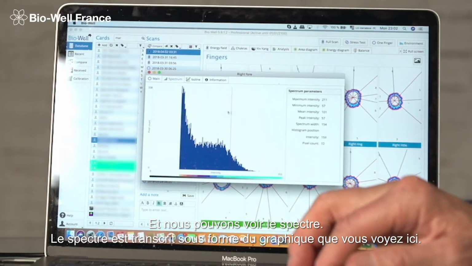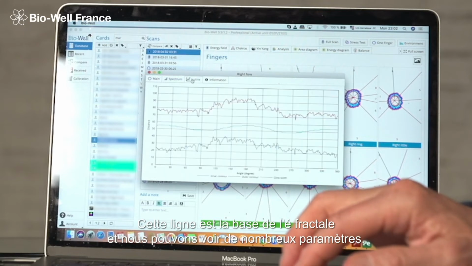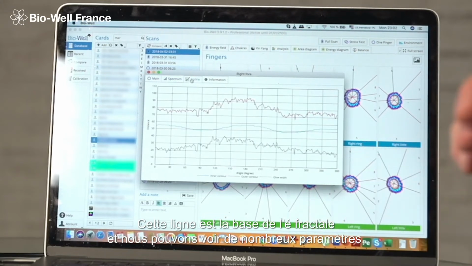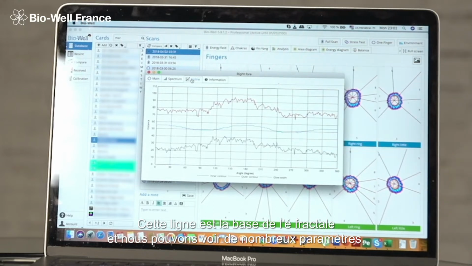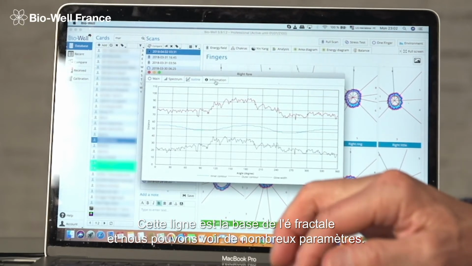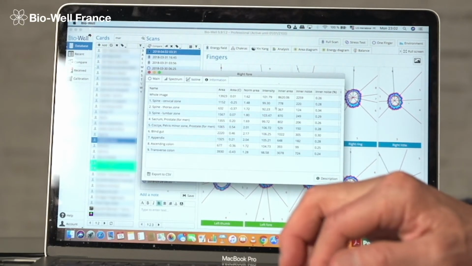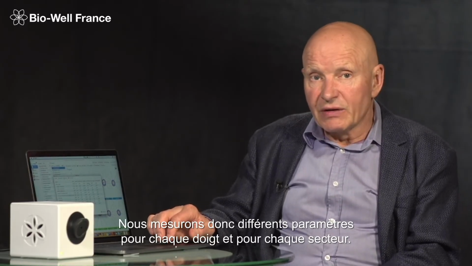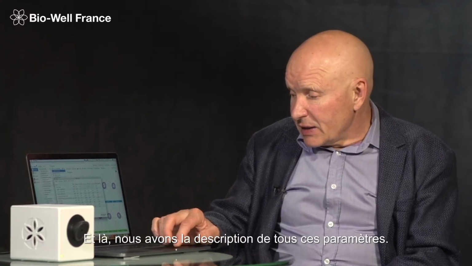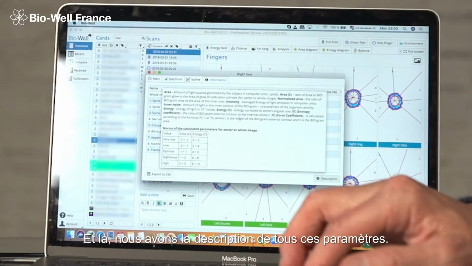how it looks. We can look at the image, just like a line. And this line is the basis of fractal evaluation. And we can see many parameters. So we are measuring different parameters for every finger and for every sector. And here we have a description of all those parameters.